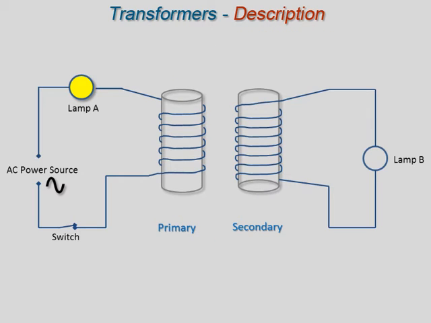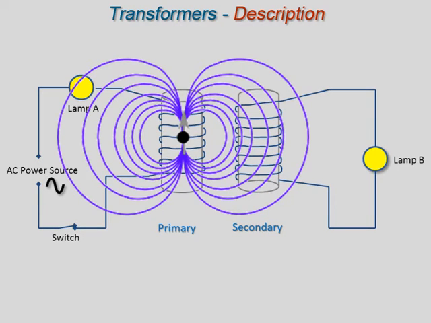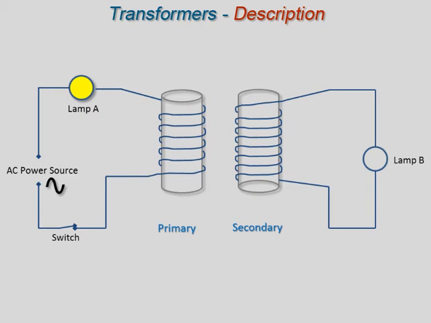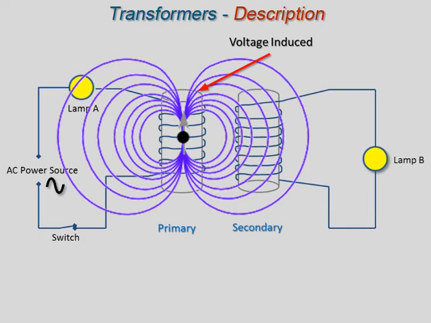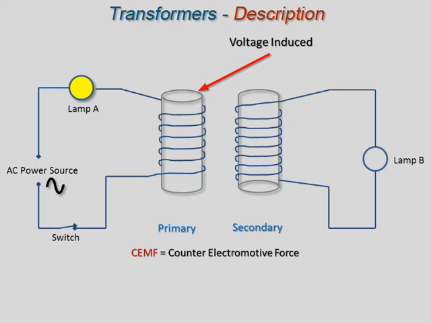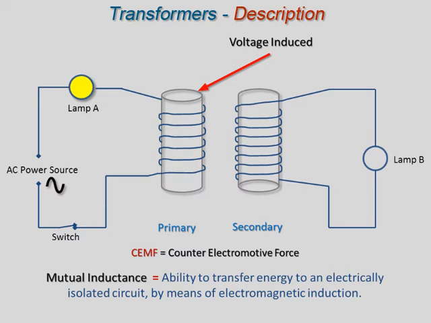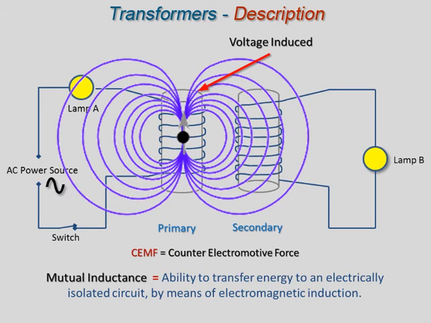The alternating current flowing through the primary winding causes an expanding and contracting magnetic field. The magnetic flux induces a voltage in the secondary windings. A voltage will also be induced into the primary windings, which opposes the voltage applied to the primary winding and is called counter-electromotive force. The primary field interacts with the secondary winding and induces an EMF across it. The ability to transfer energy to an electrically isolated circuit by means of electromagnetic induction is called mutual inductance.